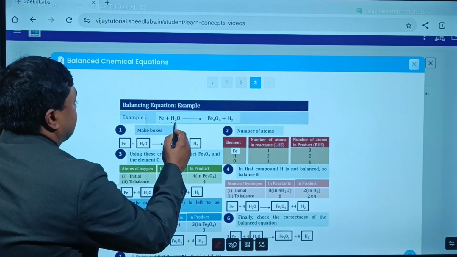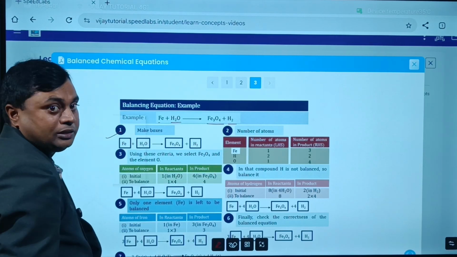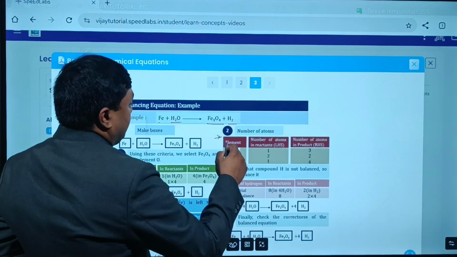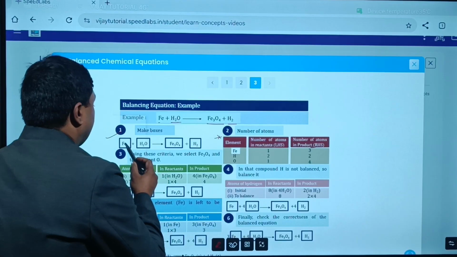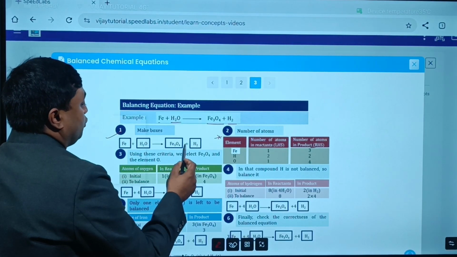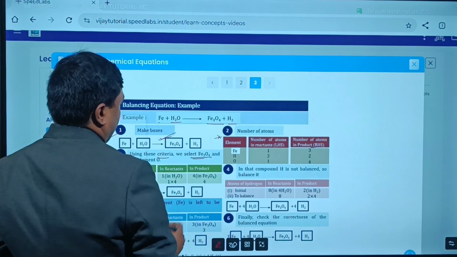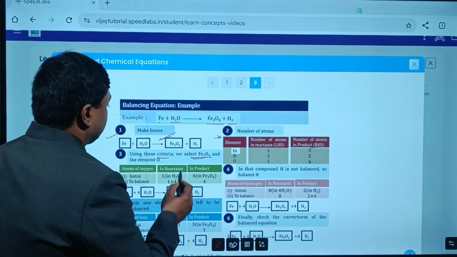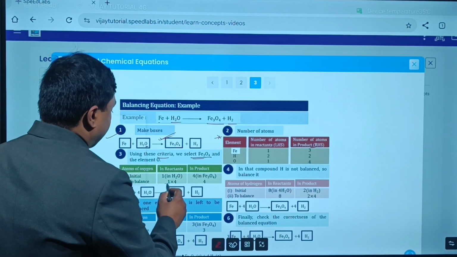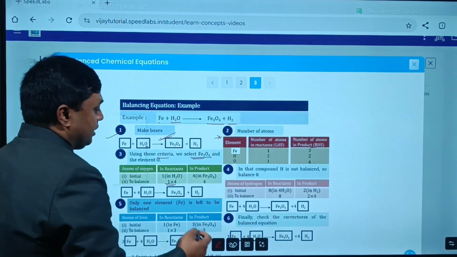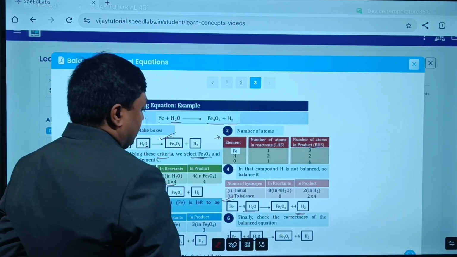Iron reacting with steam, H2O, gives you Fe3O4 plus H2. First you can see the boxes are made here. A table is created with element, LHS, RHS. So here Fe plus H2O gives rise to Fe3O4 plus H2. Using this criteria we have to select Fe3O4 first. We can see it has the maximum number of atoms, oxygen 4. Here this side is 1. So first we have to multiply by 4 on the LHS to get a balance here. So you can see Fe plus 4H2O gives rise to Fe3O4 plus 4H2.